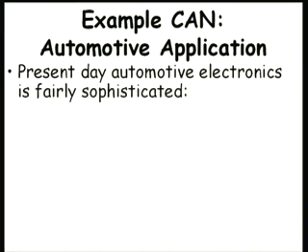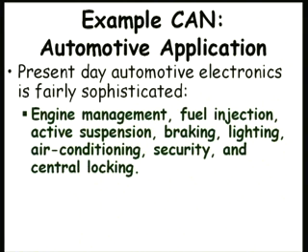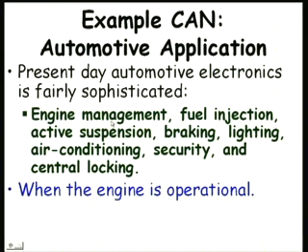Now, let us try to understand CAN through an example of an automotive application. The present day automotive electronics is sophisticated. For example, a car on the road will have dozens of processors called ECUs, electronic control units. They control various aspects of a car. For example, there may be an ECU for engine management, for fuel injection, and it has now become compulsory for all cars to have automated fuel injection controlled by a processor. Active suspension, braking, lighting, air conditioning, security, central locking, all these are controlled by electronic components which need to communicate with each other, and they are interconnected using a CAN bus.